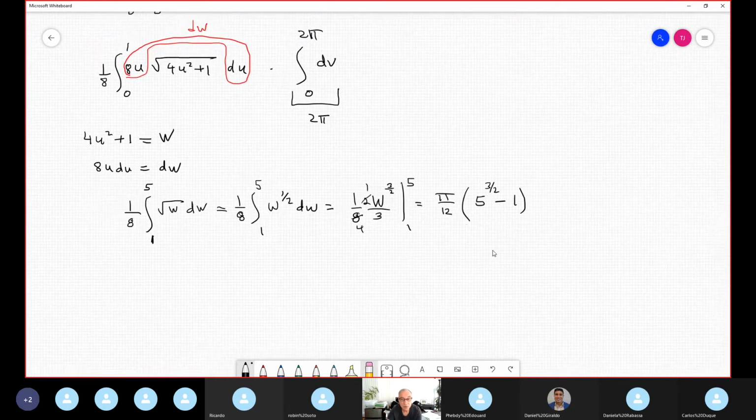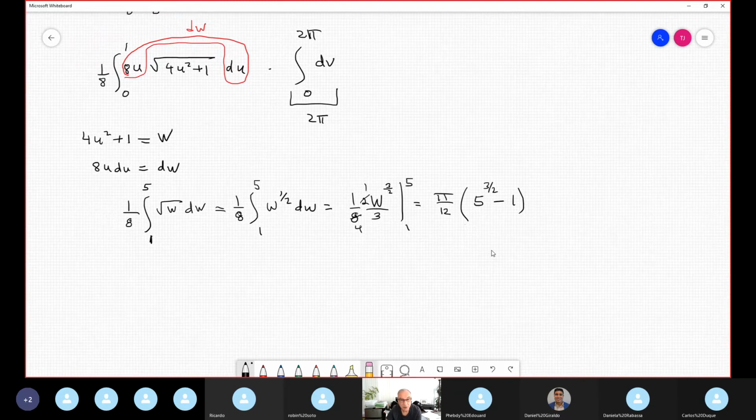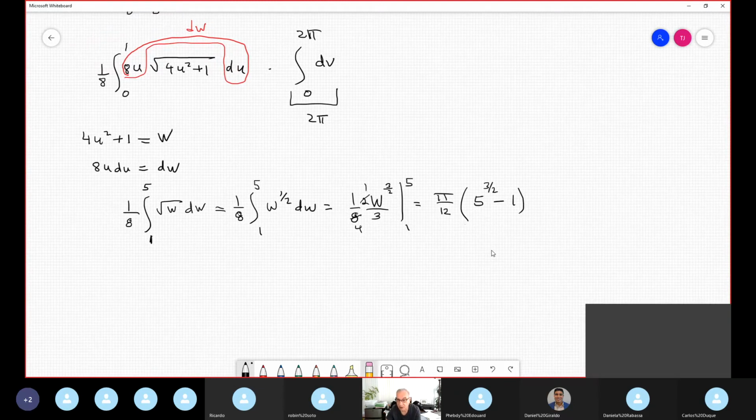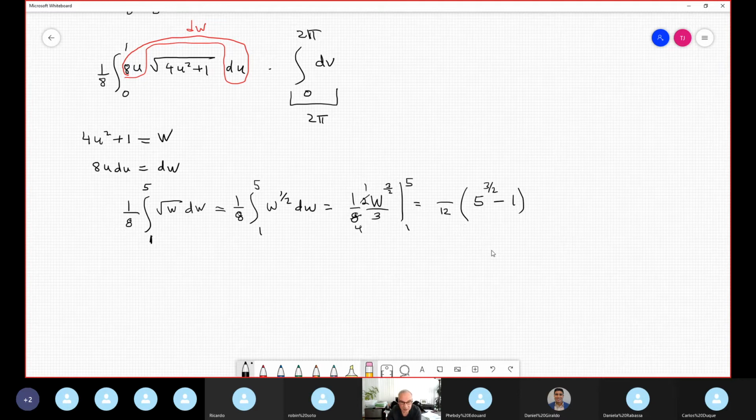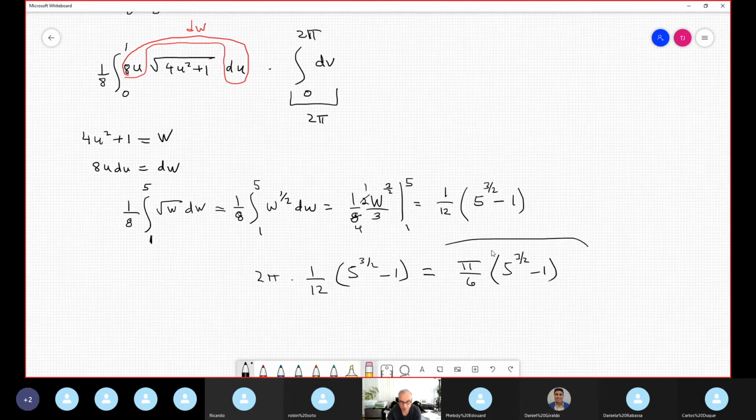Wait. Hello, what the hell is that? Okay, this is 1, no pi. You're right, this is 1, no pi. Where does this pi come from? In this integral, we have no pi. Now multiplication by 2 pi. So the final answer is 2 pi multiplied by 1 over 12, parentheses 5 raised to the 3 half minus 1. Then simplification: pi over 6 times (5 to the 3 half minus 1). That's the final answer.